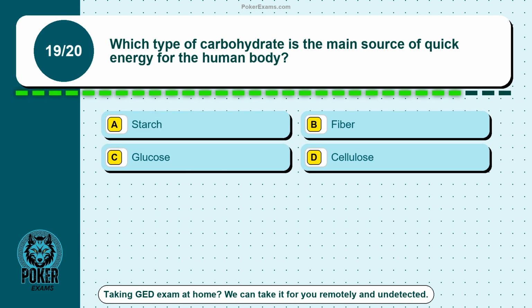Question 19. Which type of carbohydrate is the main source of quick energy for the human body? Option A. Starch. Option B. Fiber. Option C. Glucose. Option D. Cellulose.